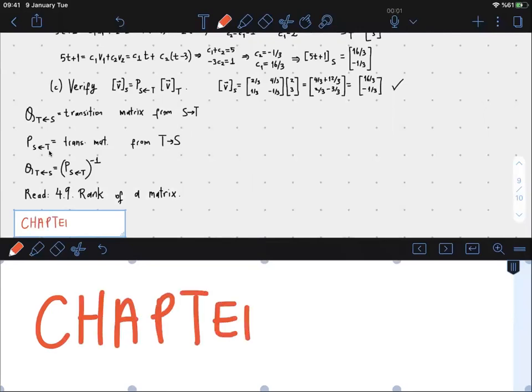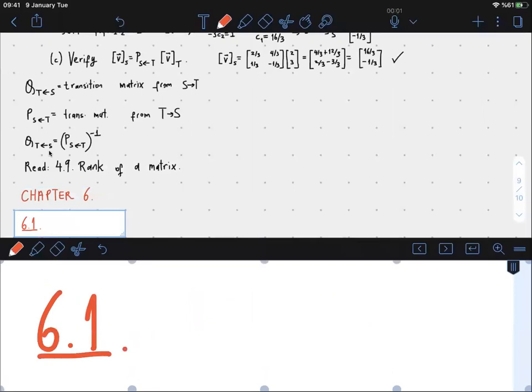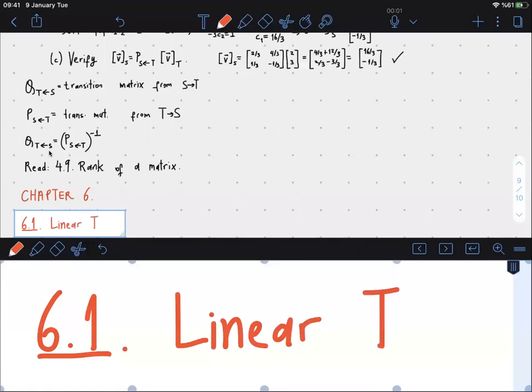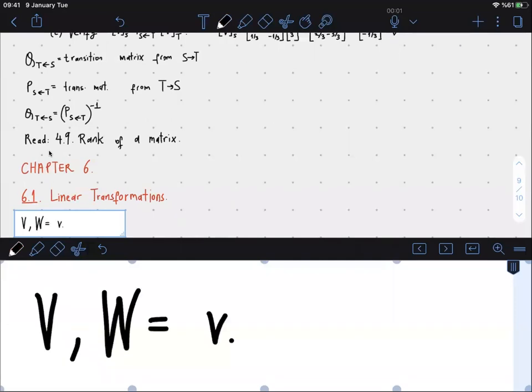Chapter 6. And here we will discuss section 6.1. This is about linear transformations. Okay, linear transformations. What are they? Now we have two vector spaces, V and W. They are both vector spaces, okay? We have two vector spaces.